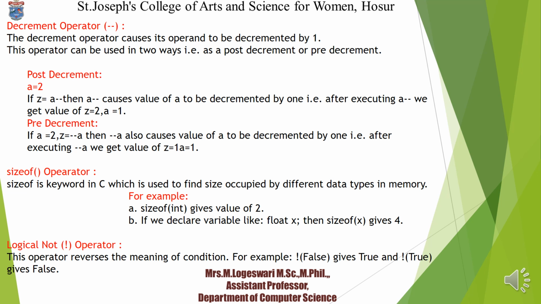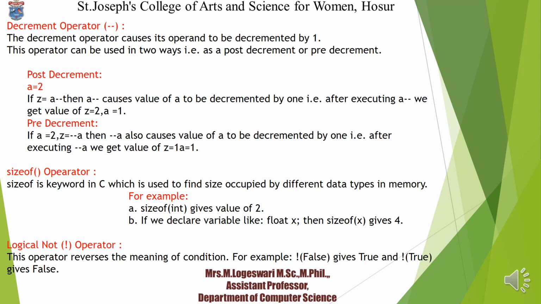Okay, so next, pre decrement. For the pre decrement, if the value of a equal to 2, and z equal to pre decrement of a, it means first decrement the a value, after that it is assigned, so we can get z equal to 1, and the a value equal to 1.